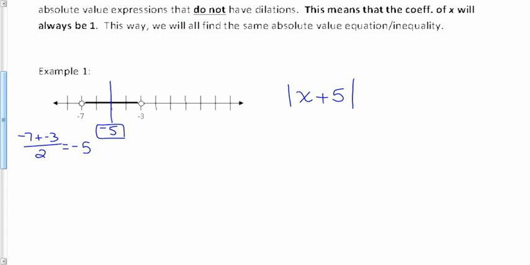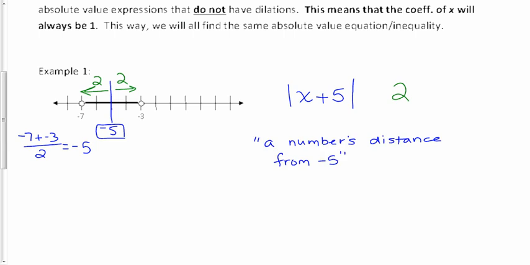Then we need to know how far out we went from our center. In this case, we went 2 units to the left and 2 units to the right. So 2 is going on the right side of our inequality. The first part, the absolute value of x plus 5, means a number's distance from -5.